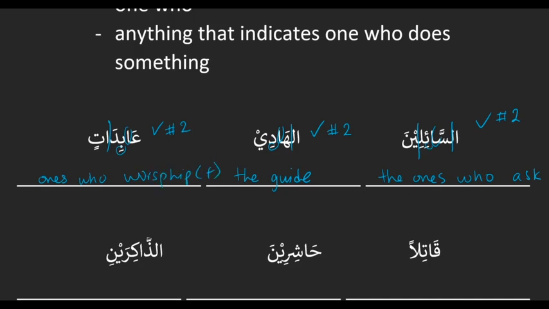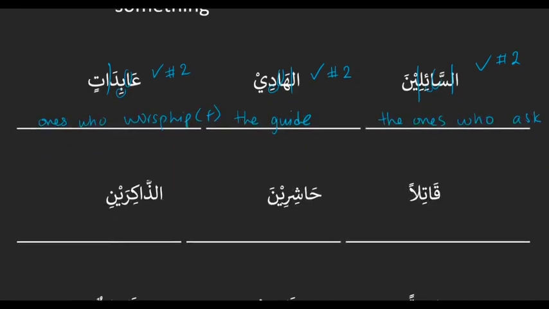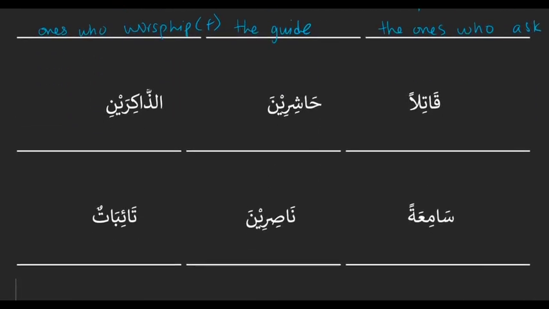Good. Okay, what about qatilan? Second letter is alif. Third letter has a kasra. Right. This is from qatala. Yep. Which means to kill. So one who kills, killer. A killer. Okay.